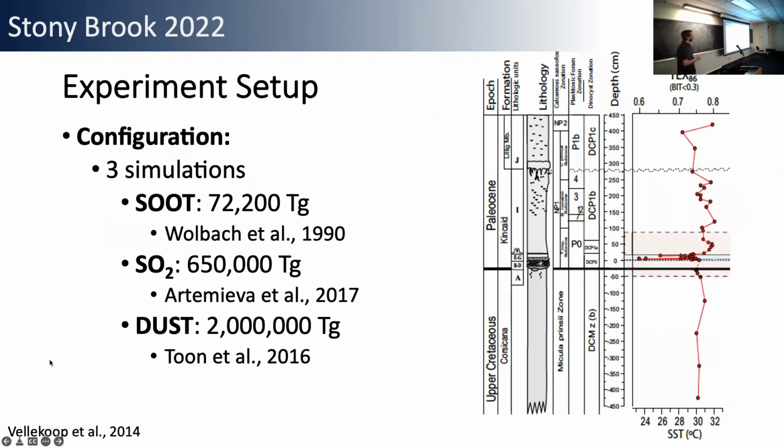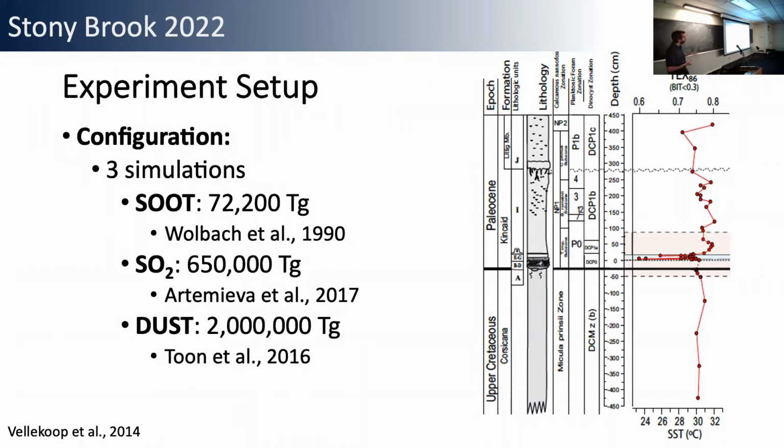All right. So with this established equilibrium pre-impact Cretaceous state, I should mention this is called the Maastrichtian. So if you see that in some slides, that's the name of the latest Cretaceous period. We then perform three different emission scenarios to look at the most likely culprits of this impact winter.